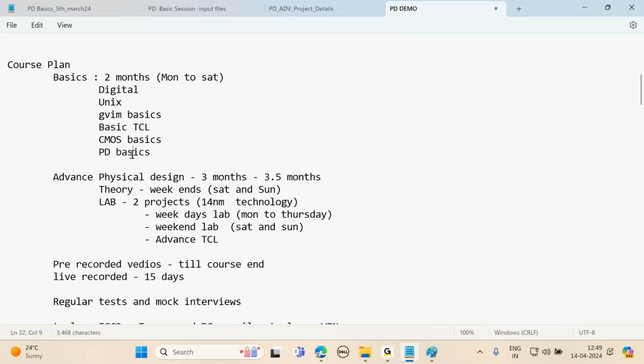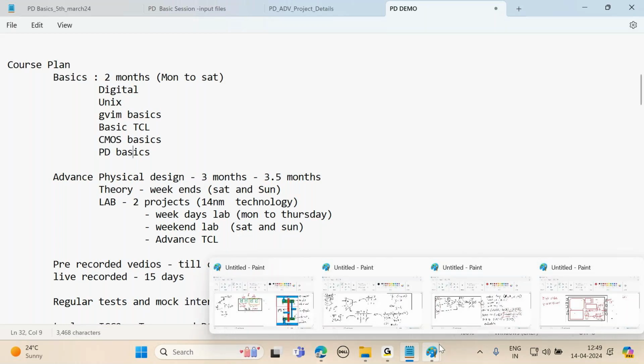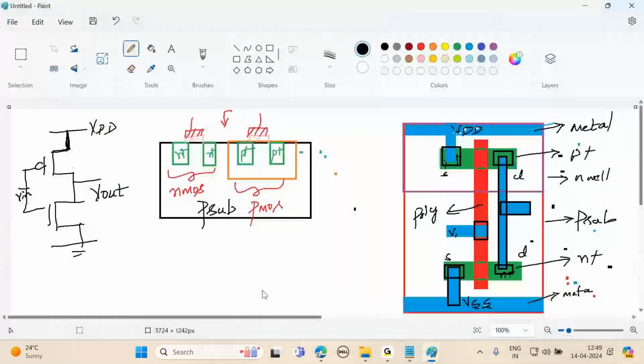Sir, what is the meaning of 14 nanometer? What exactly is it? Is it the distance between source and drain? Yes, the distance between the source and drain. This distance, the minimum distance, is 14 nanometer. The distance cannot go below 14. Okay, sir. Thank you.